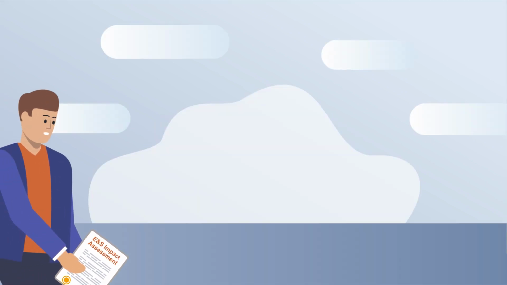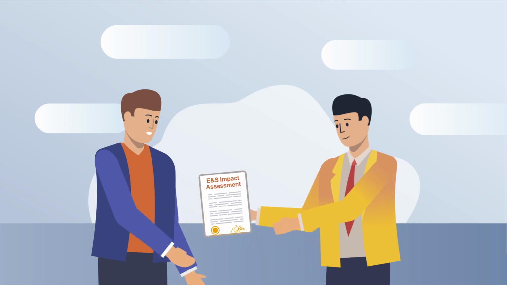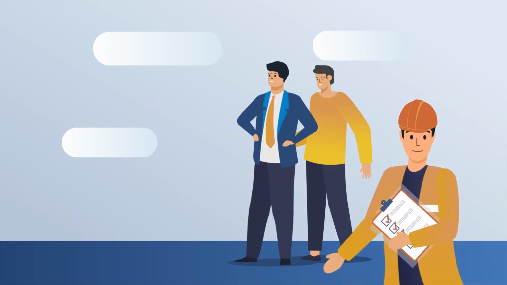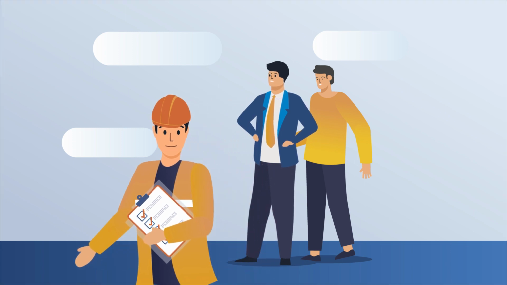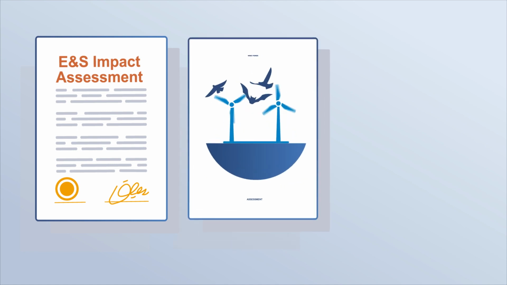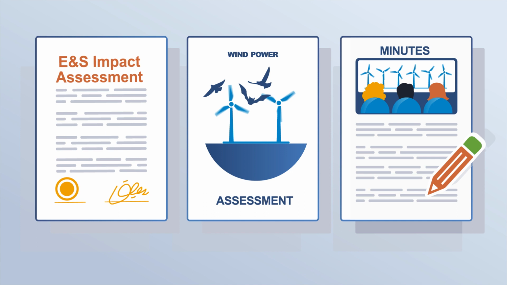All Category A projects require a mandatory E&S impact assessment. This means that an external, qualified expert should be engaged to review the technical, environmental, and social information from the sponsor. Information may include the E&S impact assessment for the development of the wind farm, a bird and bat assessment, or the minutes of any public meetings with the local communities.